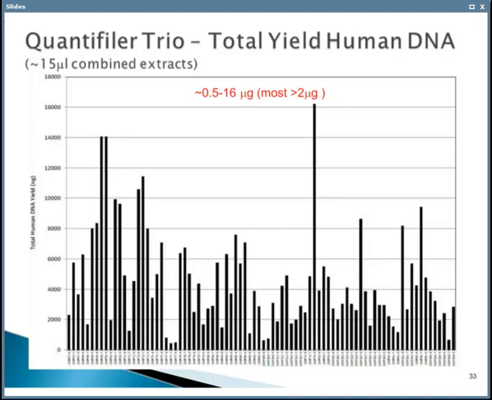Most of which, if you look on the lower left, the 2000, that's 2000 nanograms. Most of the samples yielded more than 2 micrograms of DNA, and this is not surprising. These are extracts from vaginal swabs, non-differentially extracted, but these are the quantities we recovered, total quantity.